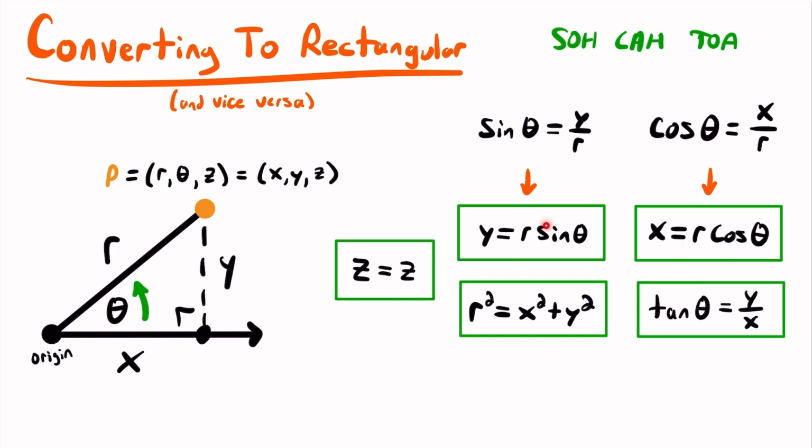These really are just the same conversion formulas that we used between polar and rectangular, except now there's an extra z-coordinate to deal with, but it's really not that hard because it's going to remain the same between cylindrical and rectangular.